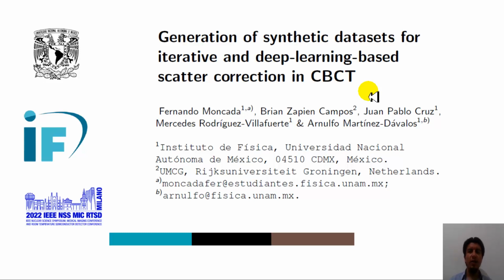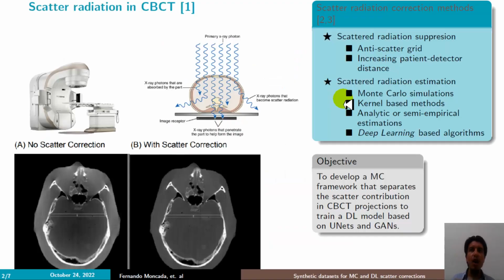Hello, in this video I will describe the research project of the poster that I will present in the 2022 Medical Imaging Conference. Cone Beam Computed Tomography plays a fundamental role for an adequate patient's positioning for an image-guided radiotherapy treatment.